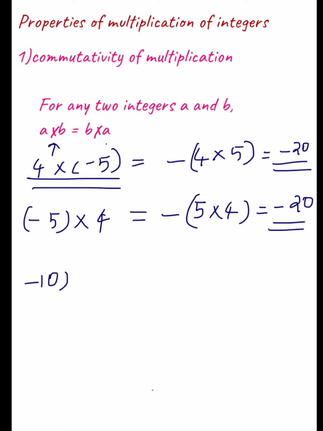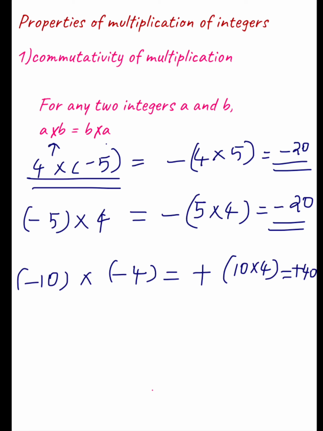Let's take minus 10 and minus 4 and multiply them. Then what will be the answer? You know that when multiplying two negative integers, you need to multiply them as whole numbers and put the positive sign. Okay, so what is the answer? Plus 40. Plus 40 will be the answer.